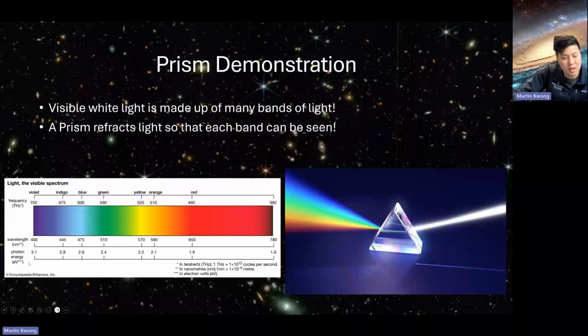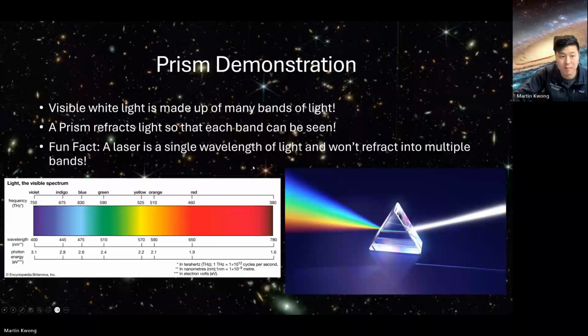And here you have photon energy in terms of electron volts. We compare photon energy to electrons because of an interaction, which we'll get into a little later. A fun fact, a laser is a single wavelength of light. So if you have a red laser, it's an individual band here, and it won't refract. If you put it in this prism, it'll come out as red.